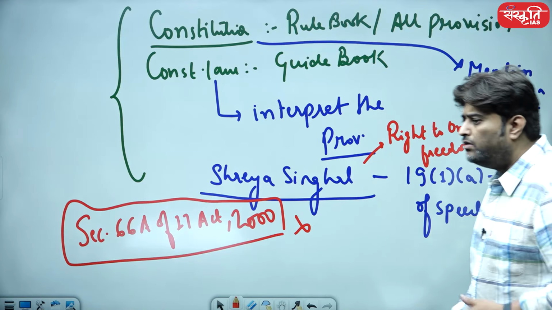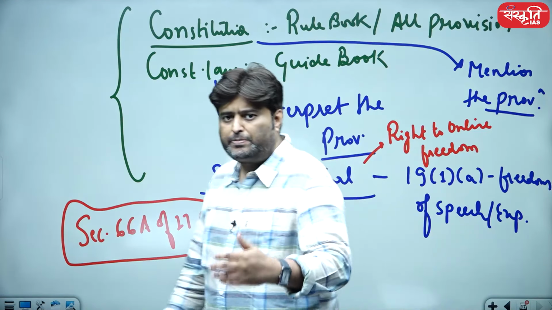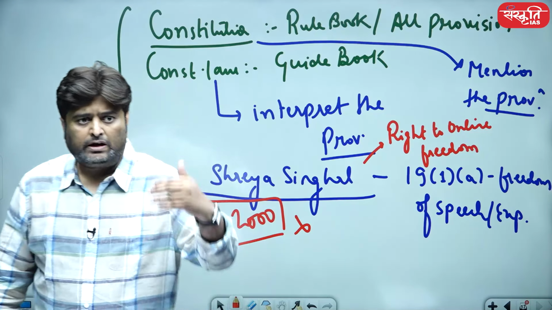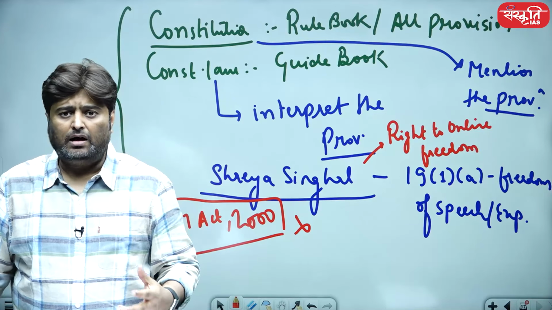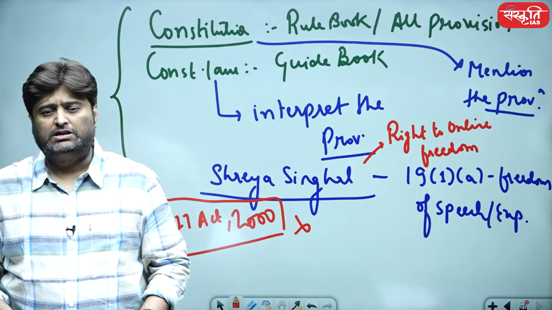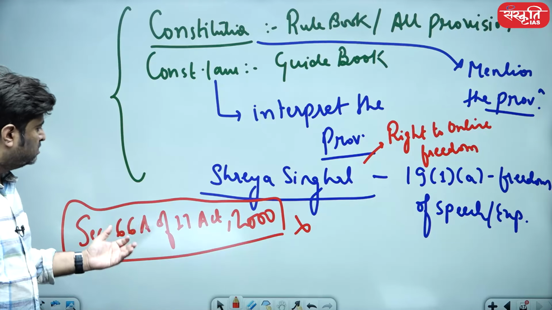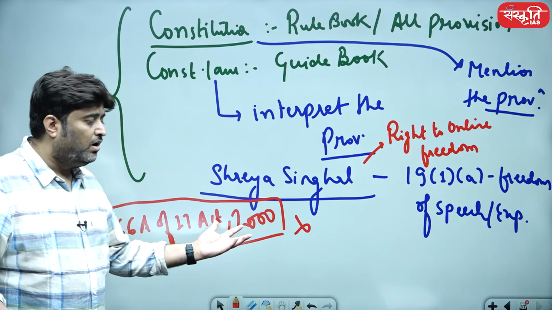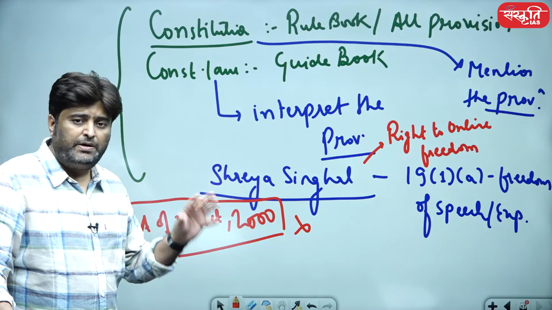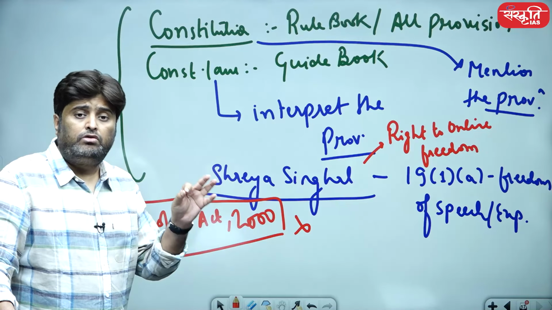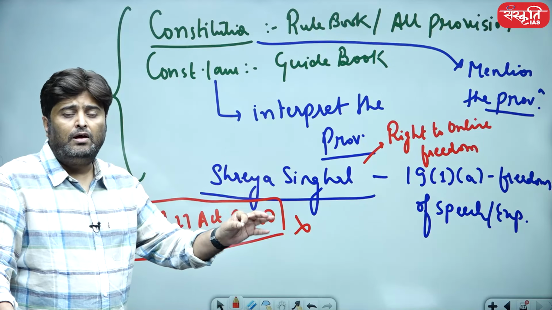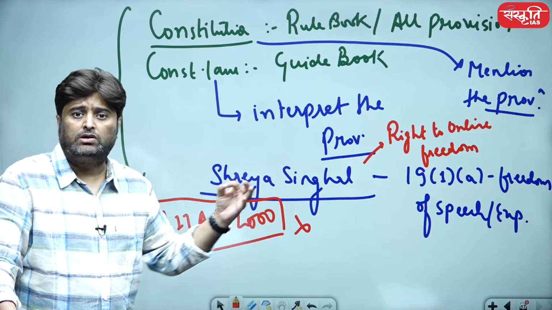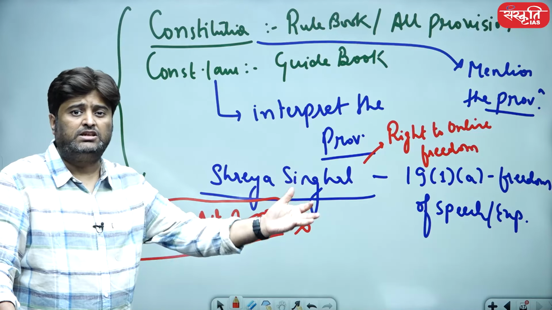Right to online freedom means you can also express yourself. You can also give indirect speech via social media or via the modern-day technological medium as well. And it declared Section 66A of the IT Act 2000 unconstitutional, which means Section 66A should not be used indiscriminately on those people who are expressing themselves where authorities believe that it is against the state, against the country.